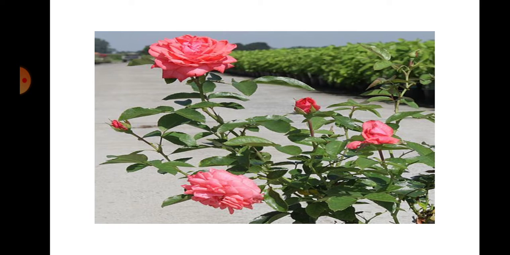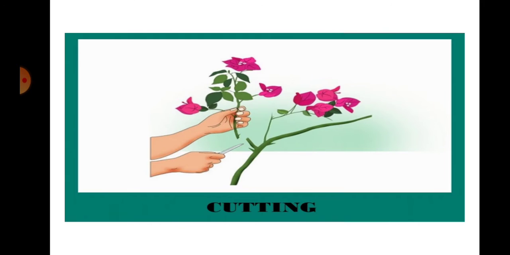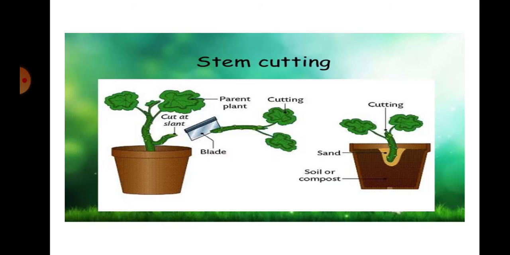Here I pasted the picture of roses, and we use stem cuttings for the vegetative propagation of roses. How to cut the roses? We cut a tender branch of the rose and replant it into the soil. So here the stem cutting methods are seen.